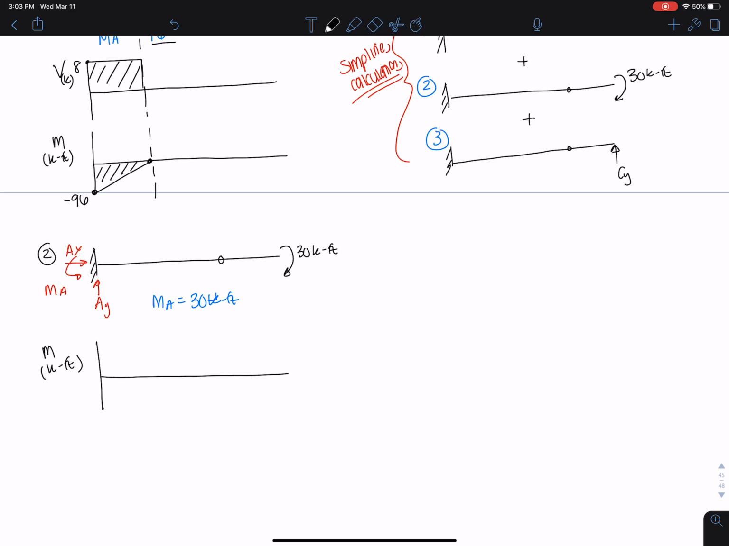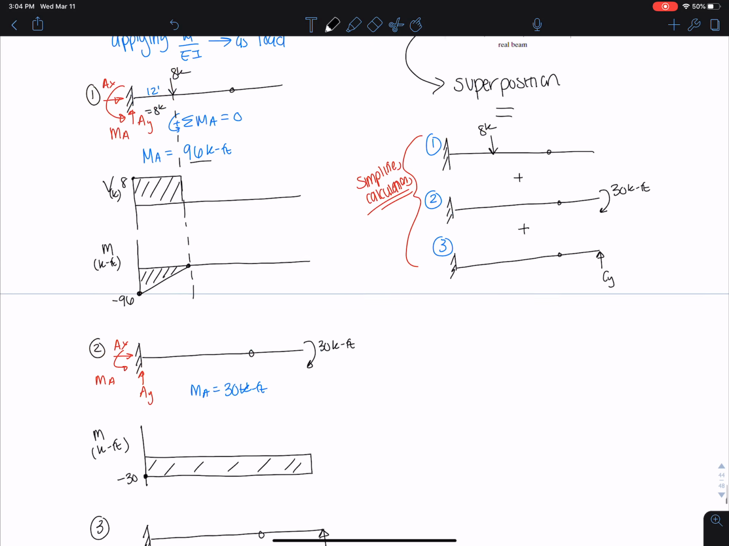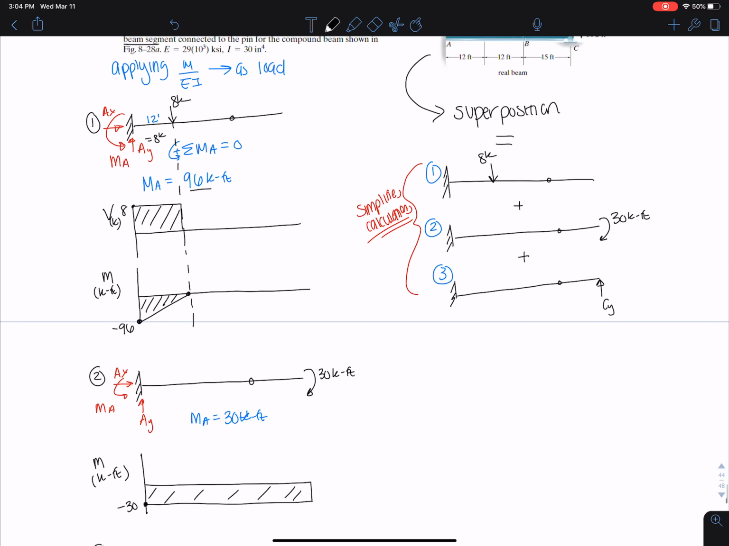And all we have here, we are starting at -30, constant, we get pushed up. And this is my second loading, okay? And then for number 3, take the third part of that element for superposition. All I have is that reaction CY. Okay, and this we had calculated as 2 kips.